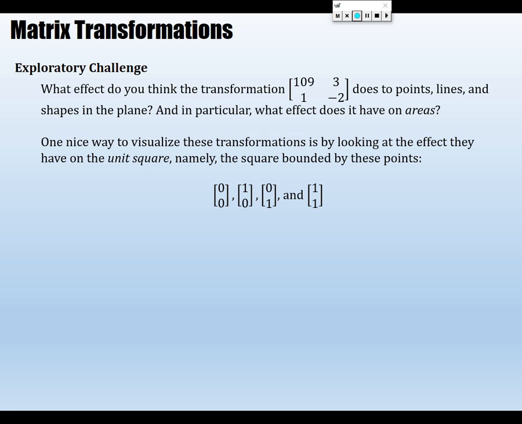Where does the point 1, 0 go? You can try the multiplication yourself, and you'll see that you just get the first column. Where does 0, 1 go? Or j, sorry. What does it go to? 3, negative 2. Where does 0, 0 go? Every linear transformation has that as the answer to that one. And what about 1, 1? That is actually somewhat interesting.